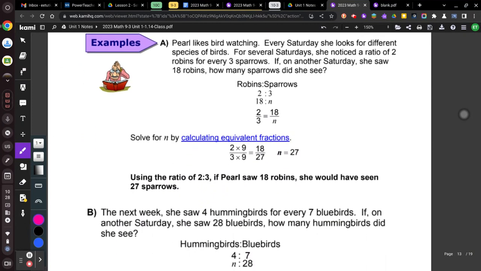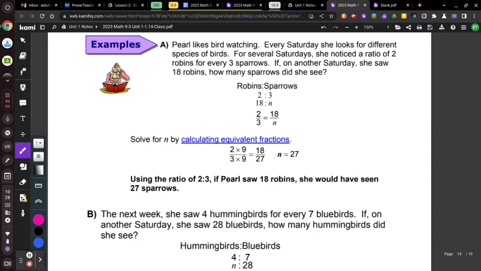So it says, Pearl likes bird watching. Every Saturday, she looked for different species of birds. For several Saturdays, she noticed a ratio of 2 robins for every 3 sparrows. On another Saturday, she saw 18 robins. So how many sparrows should she expect to see? So we've got it set up as robins over sparrows equals robins over sparrows. So that's how our fraction is set up right here.